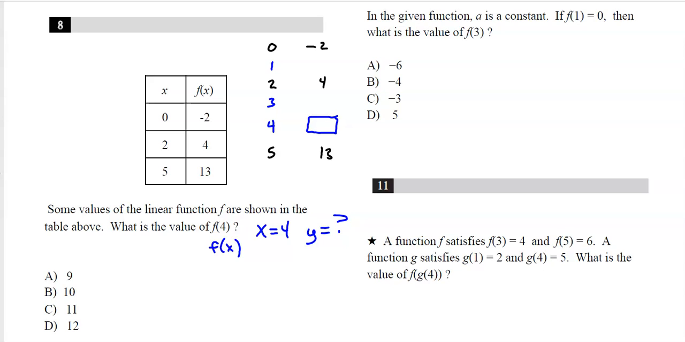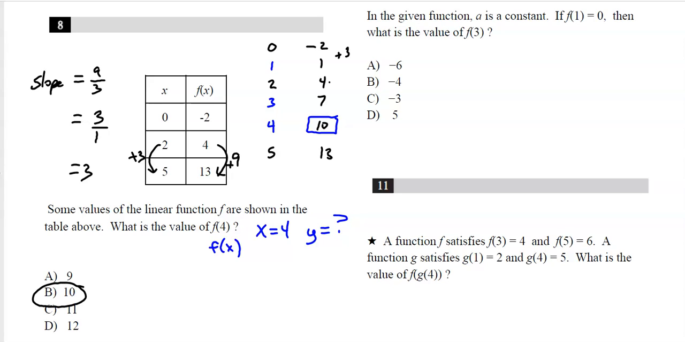If we use our slope thing, let's check slope out. I can pick any spot on the table I want. Well, it's going up by 9 over here, and going up by 3 over here. So the slope is 9 divided by 3, which is really 3 over 1. So if the slope is 3, that means we're going up 3 every time x is going up by 1. So if I go up by 3, that's going to put me at positive 1. Up by 3, up by 3, up by 3. And I find out that the answer there is going to be 10.